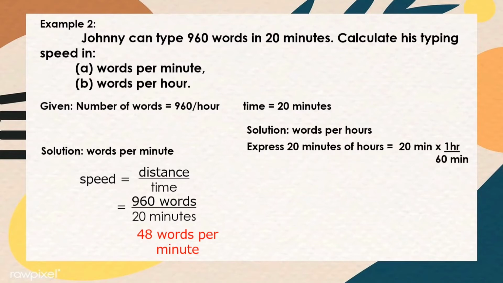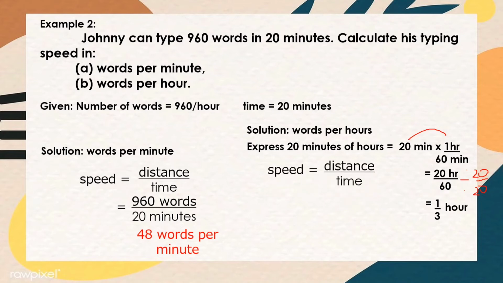Okay, so since it's hours, we need to express minutes into hours. So, 20 minutes in hours. We know that in 1 hour, there are 60 minutes. So, we're going to have 20 minutes times 1 hour over 60. So, first, we multiply 20 times 1 hour. So, we have 20 over 60 hours. And then, we are going to simplify this into lowest terms. So we divide by 20. So 20 over 20. Okay, so 20 divided by 20 is 1. 60 divided by 20 is 3. So 1/3 hour. So 20 minutes will be 1/3 hour.